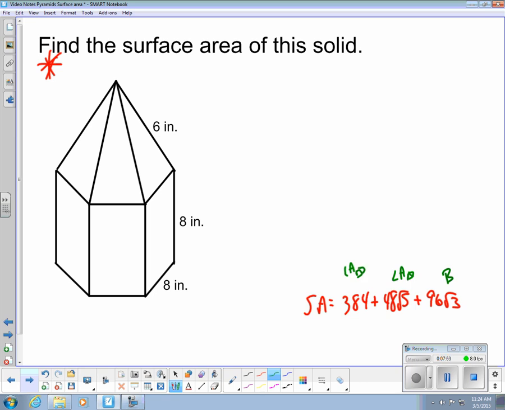So I'm trying to put symbols there. They're not showing up very good. So let's just do LA there. LA of the prism. There we go. And so that's where those three different numbers come from. That may help you with finding your error.